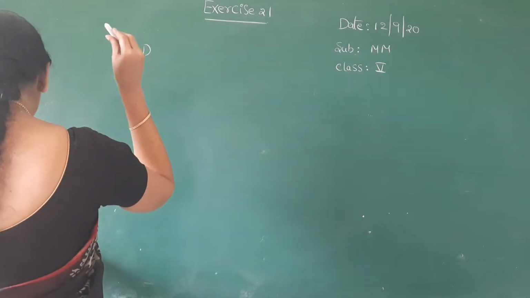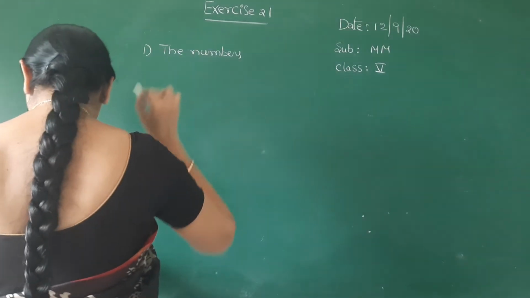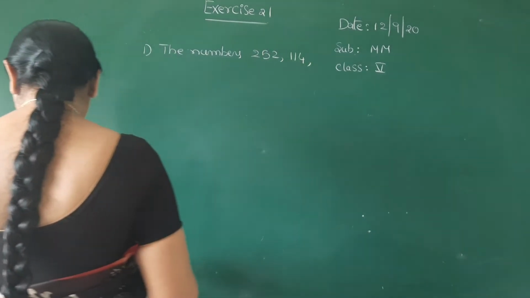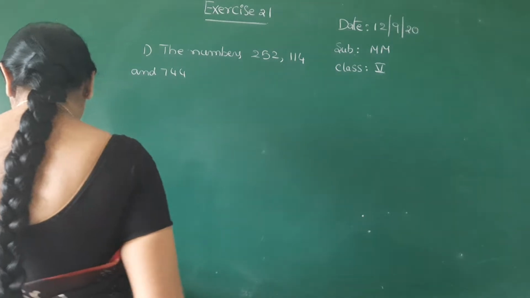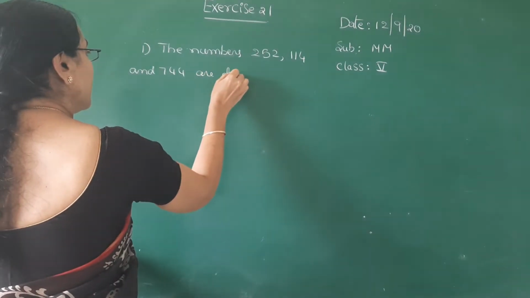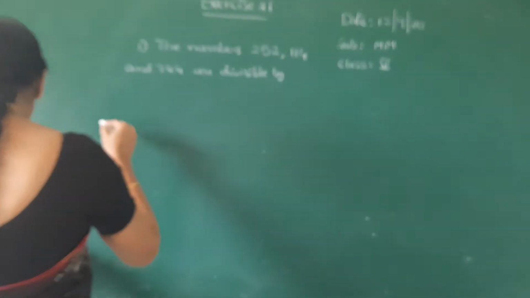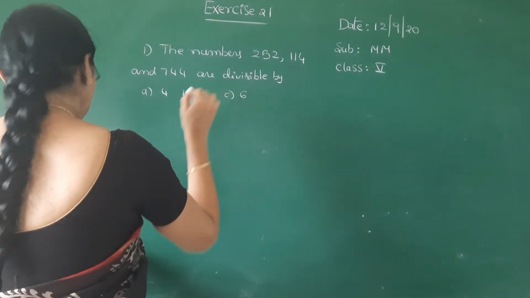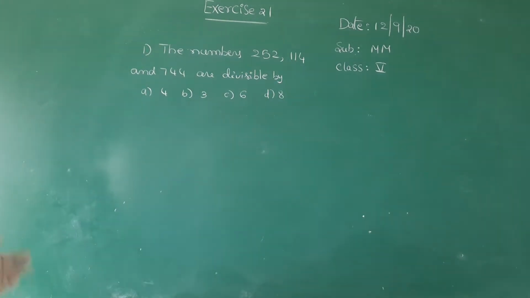Okay, first problem. The numbers 252, 114 and 744 are divisible by. See the options. First option is 4, second option is 3, third option 6, fourth option 8. See, you have to check these three numbers are divisible by which number.